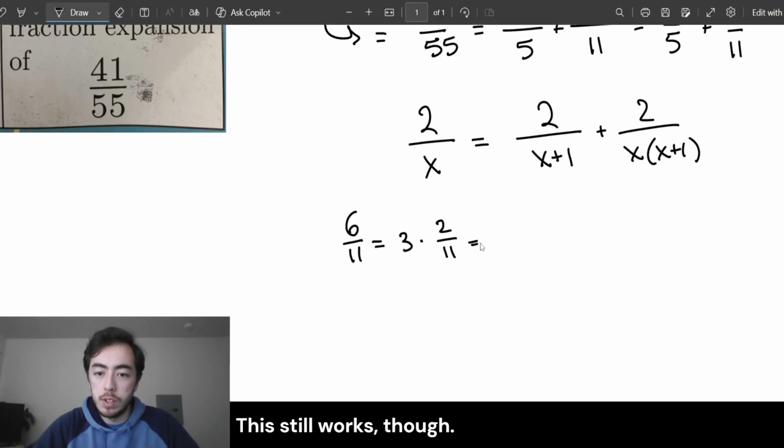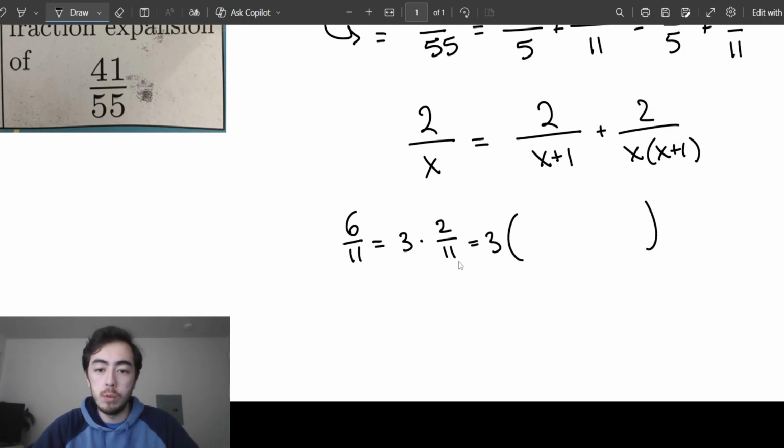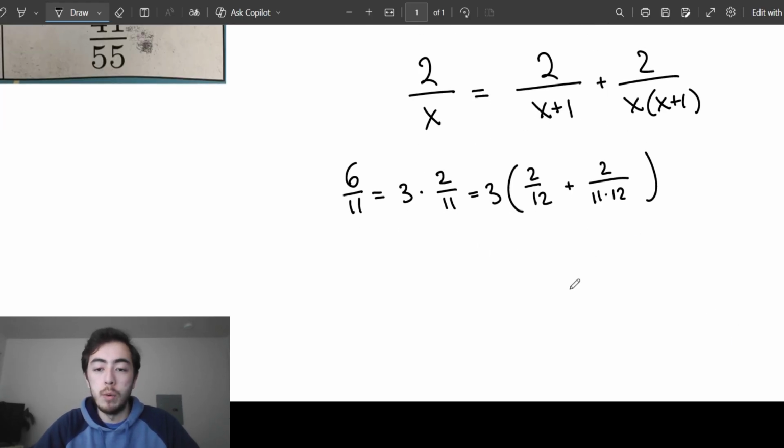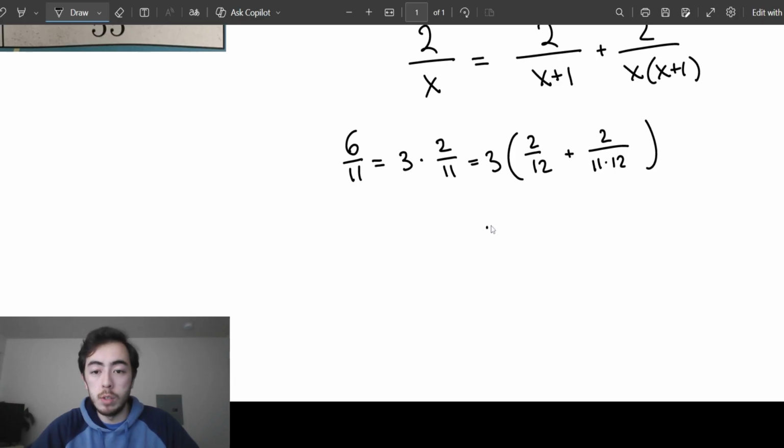So let me keep this 3 the same. And then using this identity here, 2 over x, x being 11, should be the same thing as 2 over 12, and then plus 2 over 11 times 12. Now we can simplify those on the inside a little bit. We do get 3 times 1/6, and then plus, let's see, the 2 and the 12 can cancel out to get a 6 on the bottom, so we have 1 over 66.